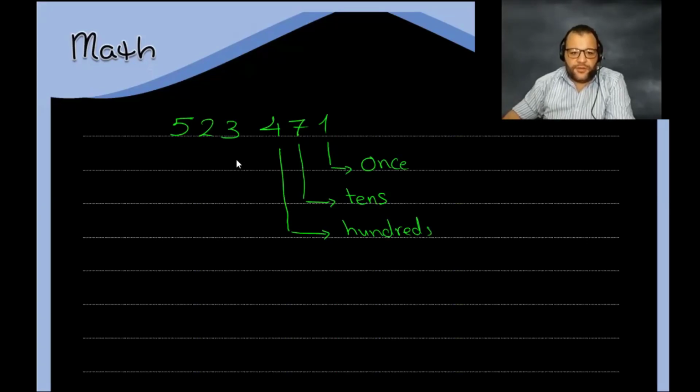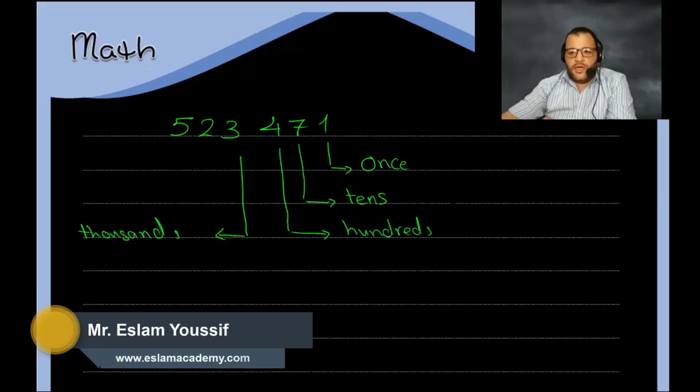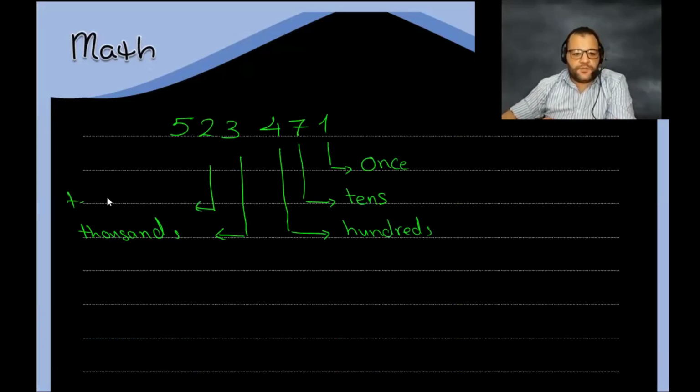What is the place value of 3? Yes, the place value, not the value. 1,000. Yes. The place value of 3 is 1,000. Okay. Thanks. And the place value of 2 will be 10,000. The place value of 5 will be 100,000.